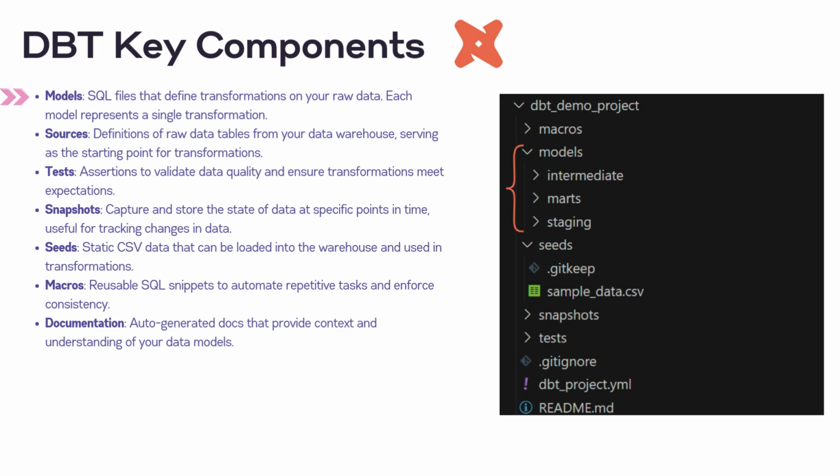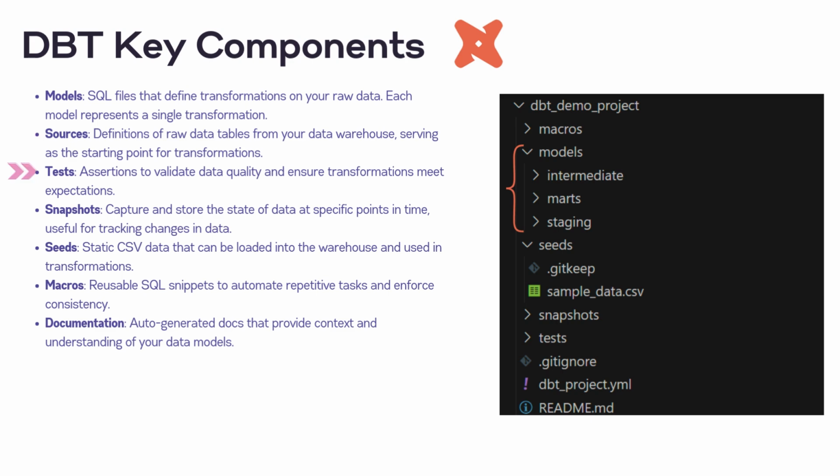1. Models. These are SQL files that define transformations on your raw data. Each model represents a single transformation. Think of it as a step in your pipeline where raw data gets shaped into something more usable. 2. Sources. These are your definitions of raw data tables in your data warehouse. Sources act as the starting point for your transformations and allow you to track and document where your data originates.